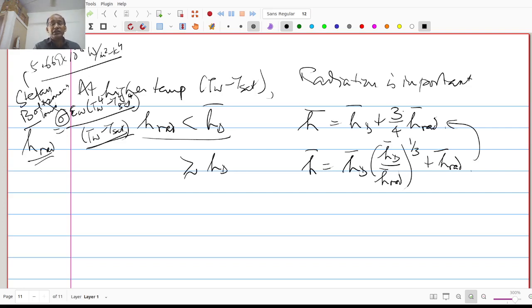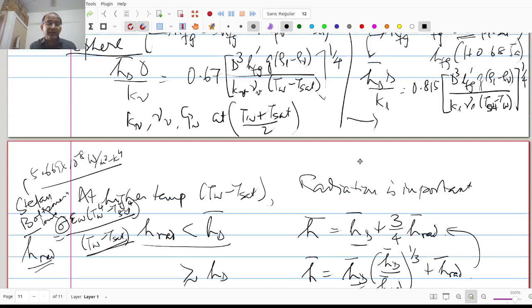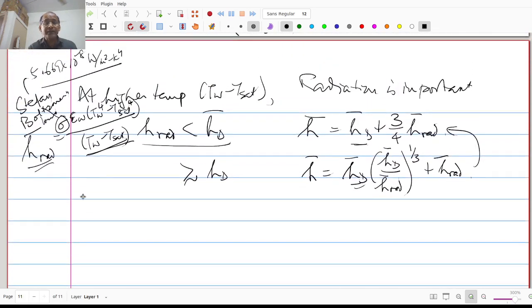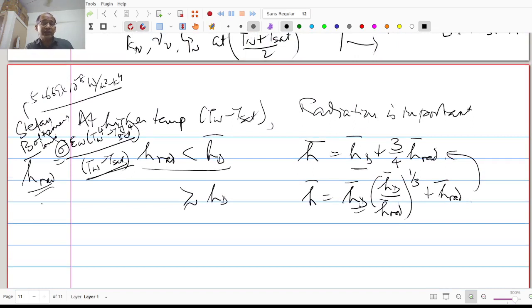So this is the correlation. So when you get H D using the correlations that we had just written here for cylinder, for sphere, and similarly for other surfaces, you get that, and then you calculate the radiative heat transfer coefficient using this, compare them, and add the effect of the radiation heat transfer to get the effective Nusselt number by combining this and this. So this is the understanding of film boiling. So film boiling is important. So in film boiling, radiation is important, and you include radiation by accounting for it in this fashion.